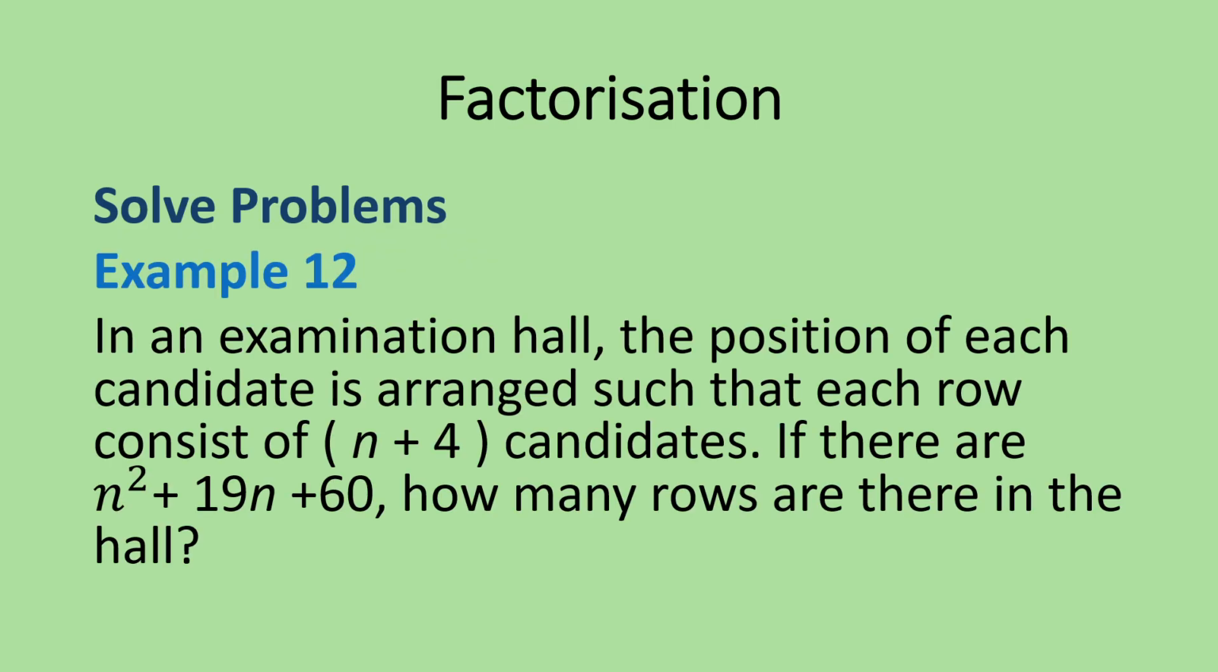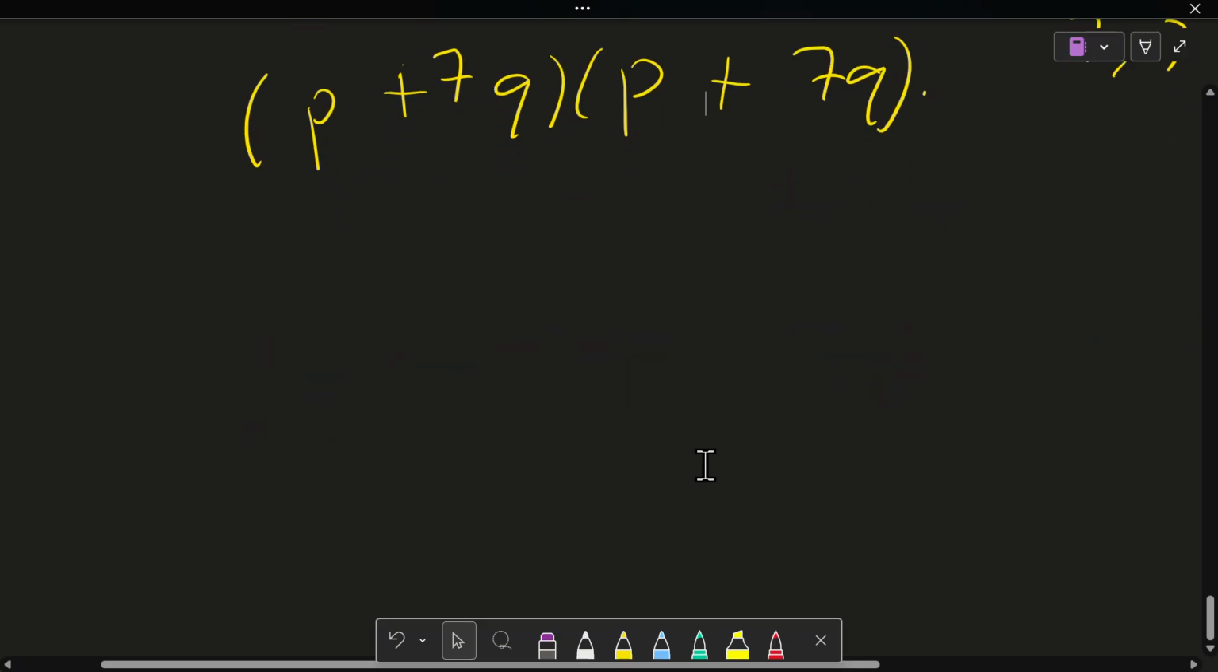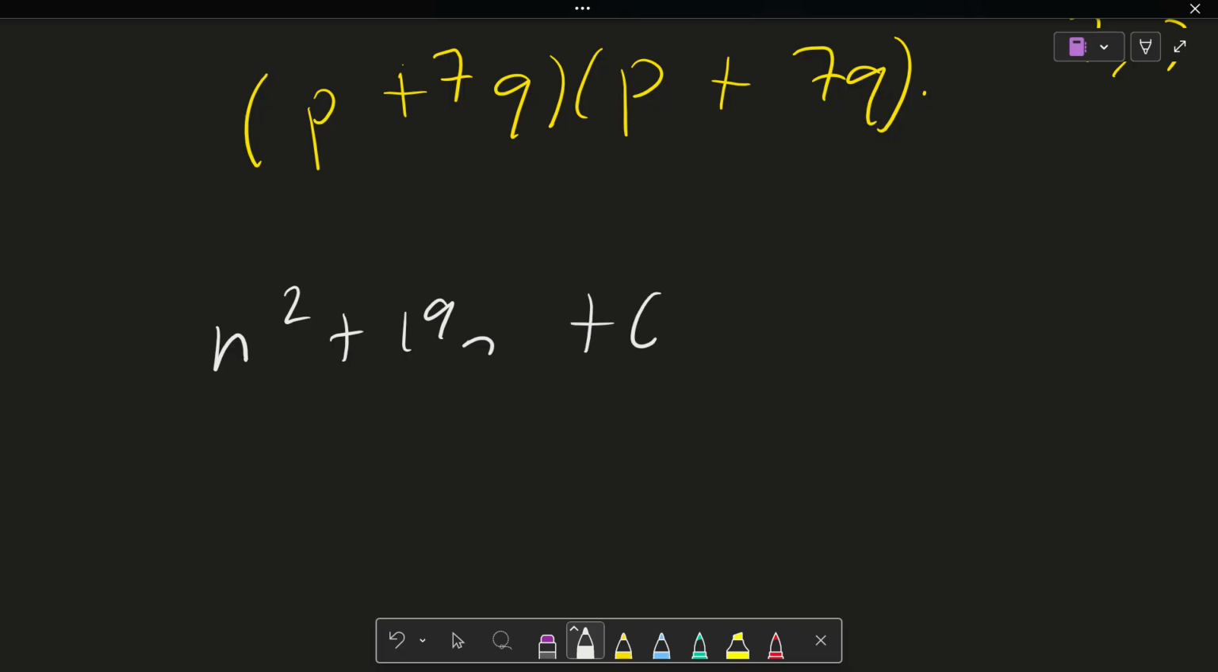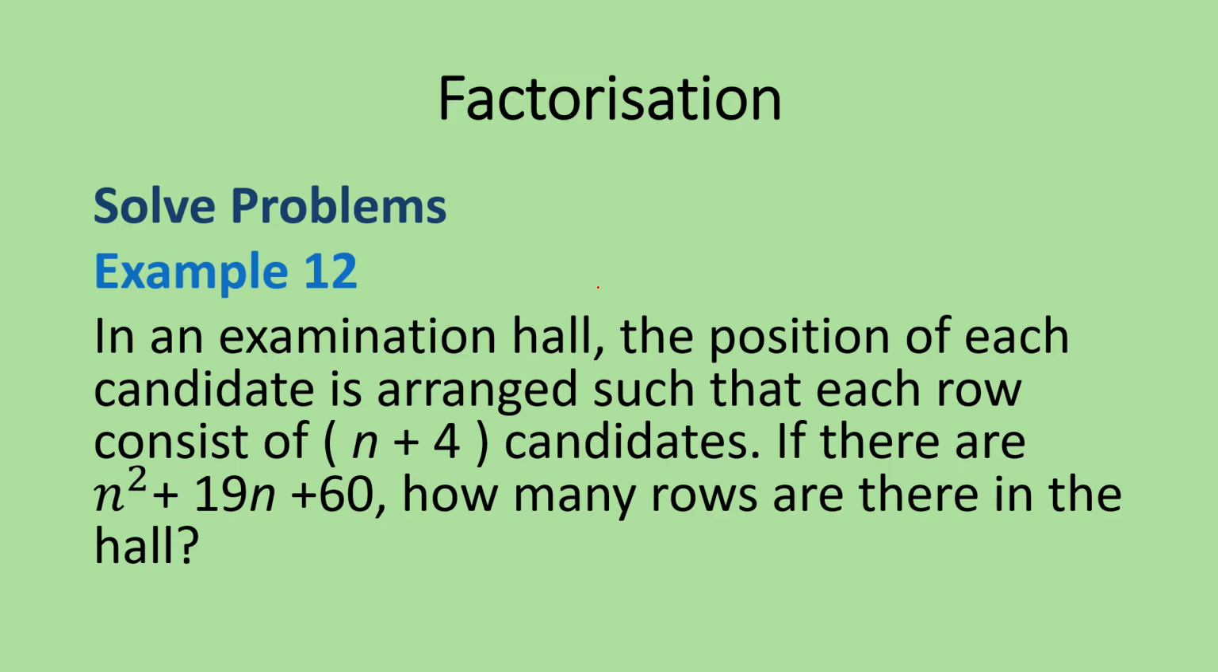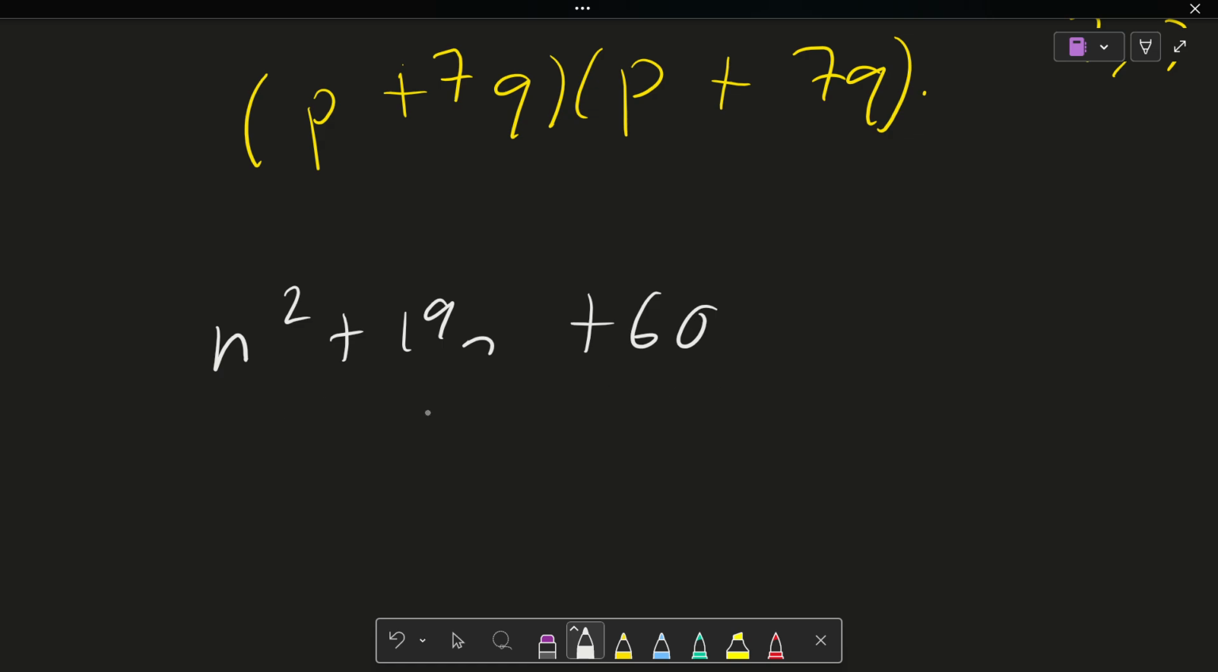Okay, how to solve the following problem. In an examination hall, the candidates are arranged such that each row consists of n plus 4 candidates. If there are n squared plus 19n plus 60 candidates, how many rows are there in the hall? Now n plus 4 is one of the factors of n squared plus 19n plus 60. So we know that one of the factors is n plus 4. How do you factorize this?